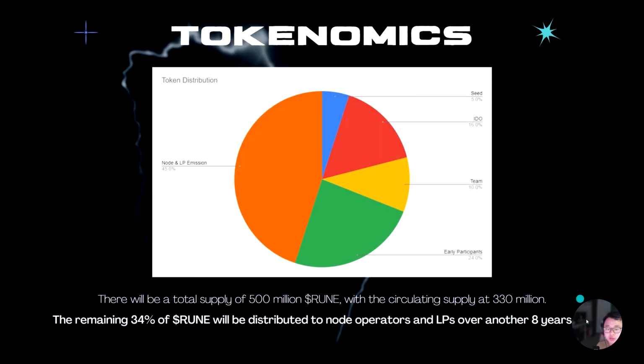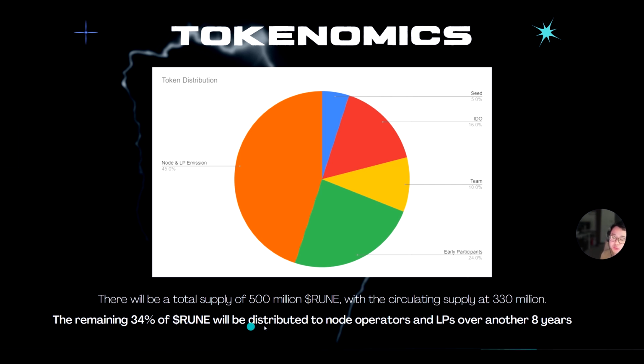So let's explore the tokenomics. There's a total supply of 500 million RUNE, and right now there's a circulating supply of 230 million. But actually this number is a bit outdated. I think the number is closer to about 400 million right now. And this means that there is less inflation. And the remaining inflation for RUNE will be distributed over a period of another 8 years. So I would say the inflation for RUNE is now not that big of a problem compared to last time.